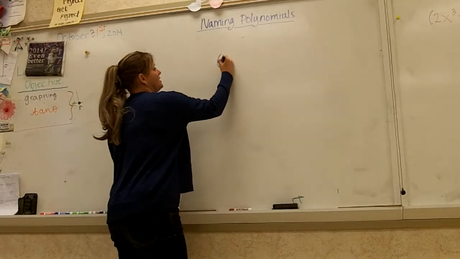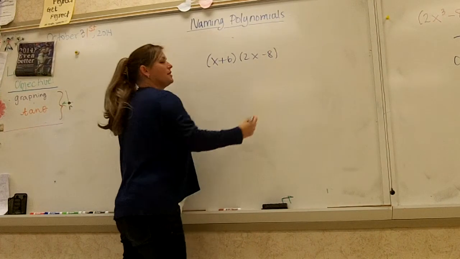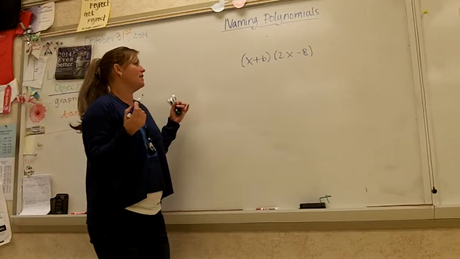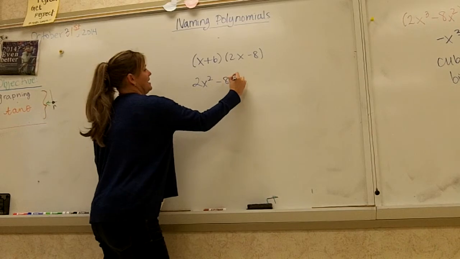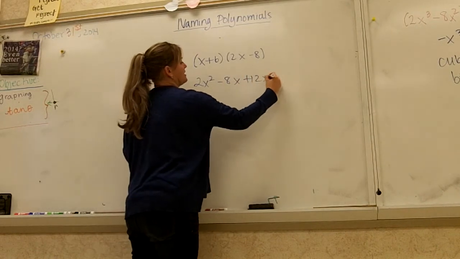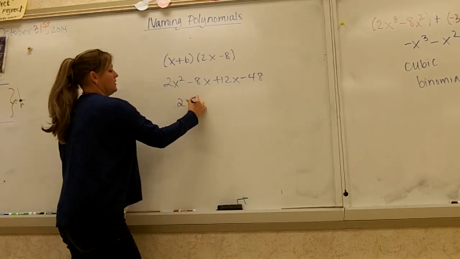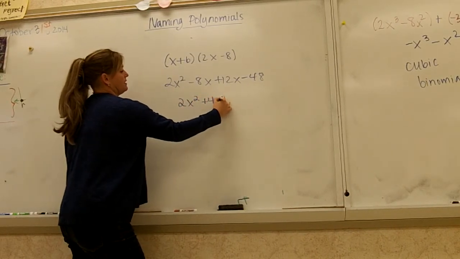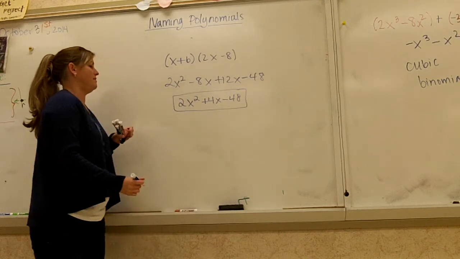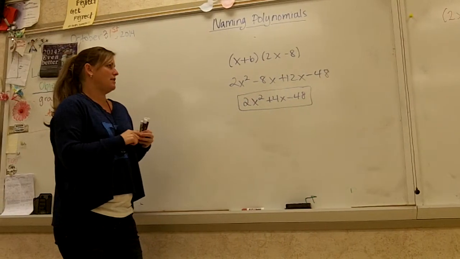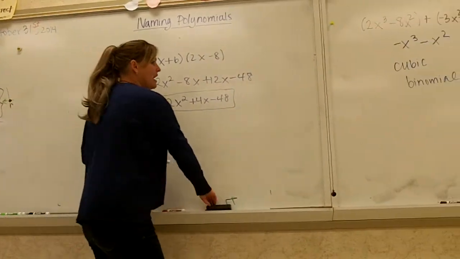So we already know how to do x plus 6 times 2x minus 8. You all look at that and say, oh yeah, I know how to do that. I FOIL them. So 2x squared minus 8x plus 12x minus 48. And then you combine like terms, 2x squared plus 4x minus 48. And then you end up with a quadratic trinomial.